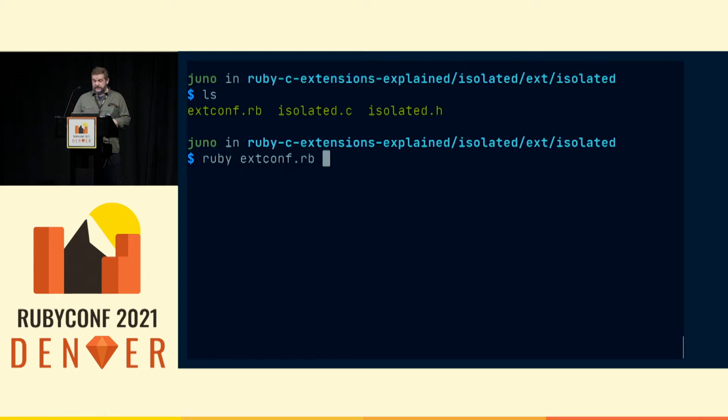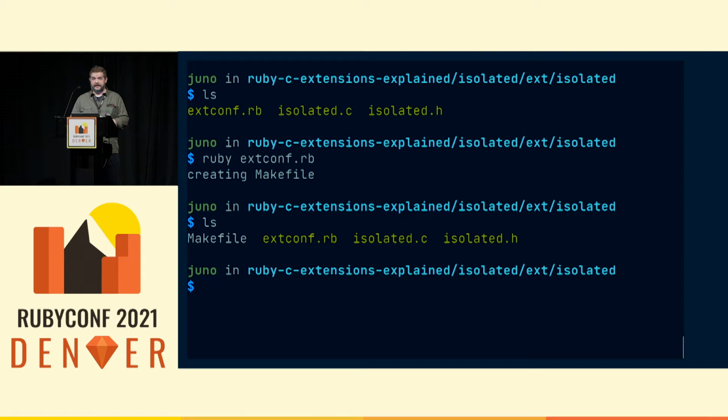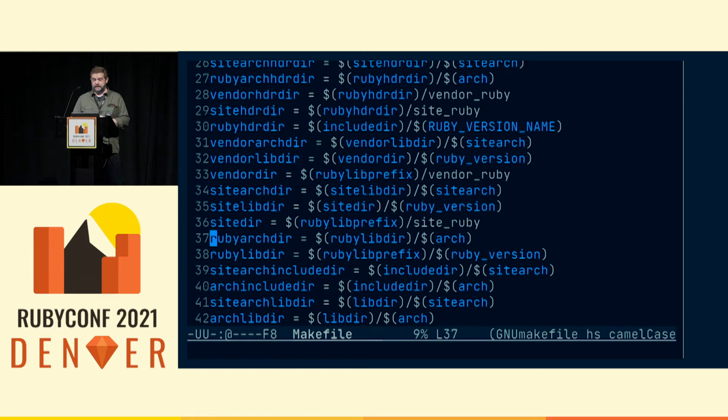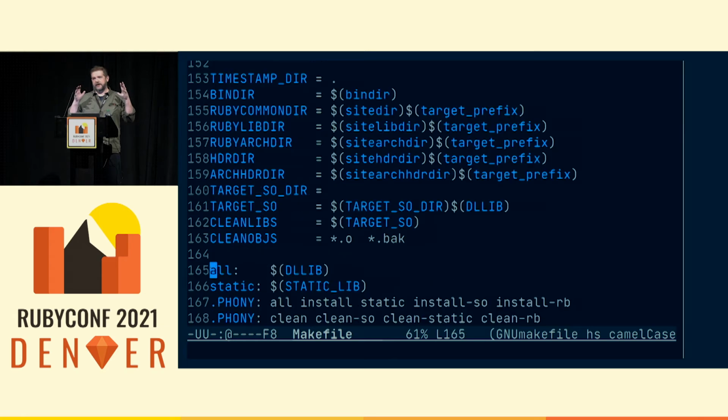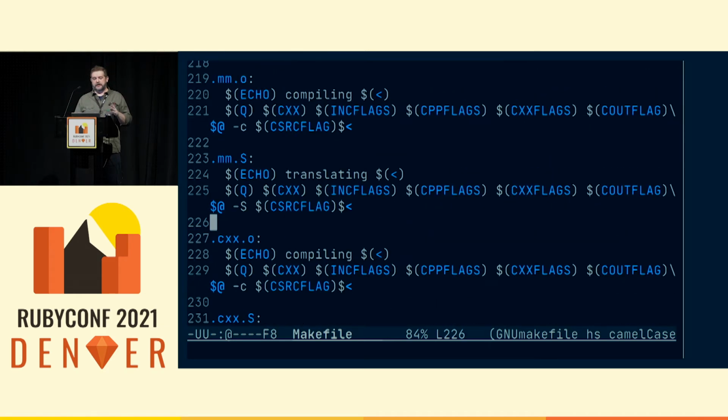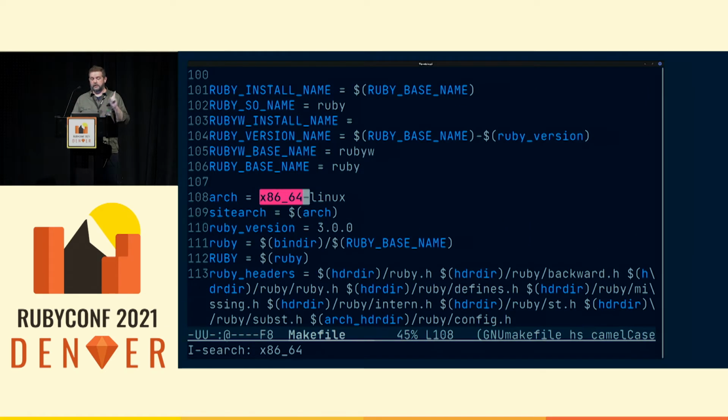When we actually run this, we get a makefile that gets created. And we can look at that makefile. And it is big, and it is long, and it is ugly, but it is very precise. Create makefile has done a lot of work for us, and it's turned that generic high-level description into something that's specific for my CPU architecture, Linux x86_64, and for Ruby 3.0, right? So the extconf is generic, but the makefile will only work on Linux x86_64 running Ruby 3.0.